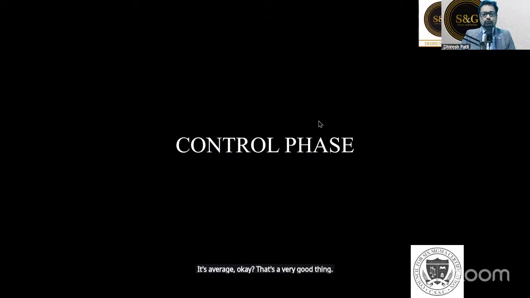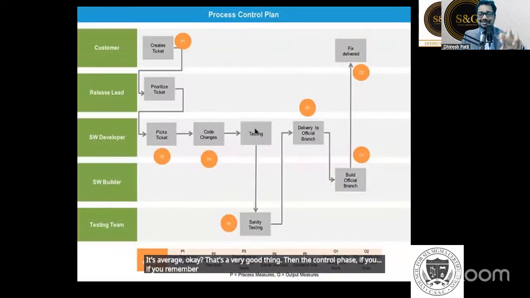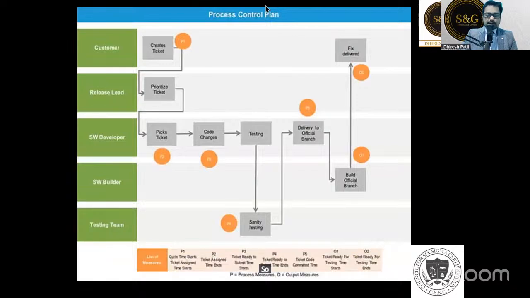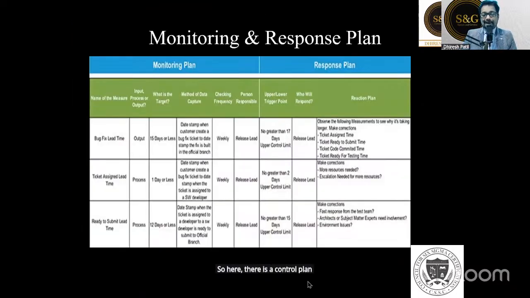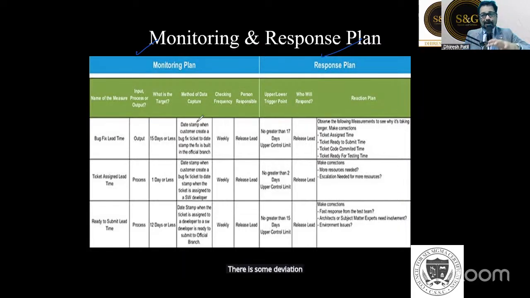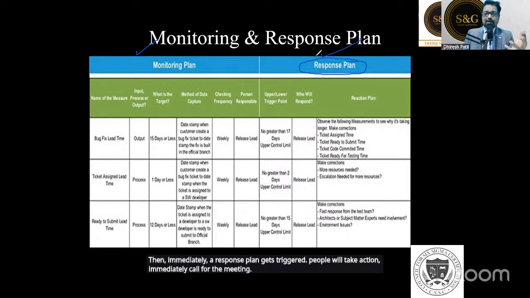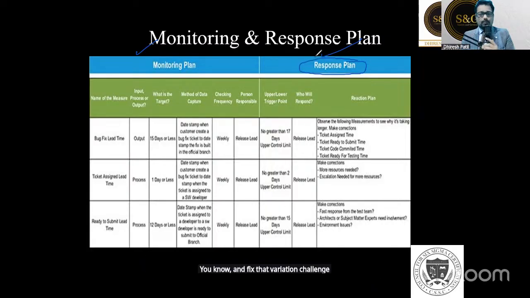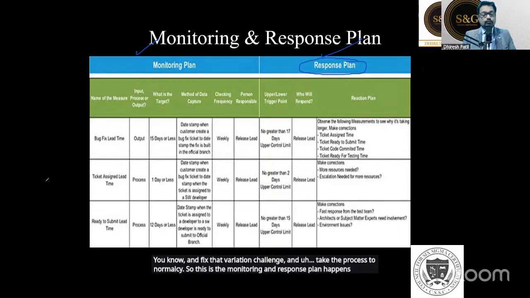Then the control phase, if you remember, is all about the sustenance. So here there is a control plan. If you remember, we make a monitoring plan and a response plan. If during monitoring of your output and input variables some deviation is found, then immediately a response plan gets triggered. People will take action, immediately call for the meeting, do the corrective and preventive actions, root cause analysis, and fix that variation and take the process to normalcy. So this is the monitoring and response plan that happens in the control phase.